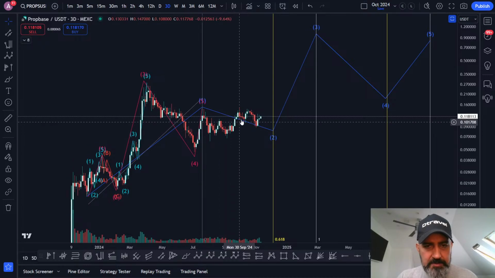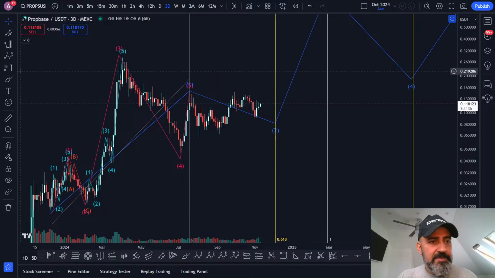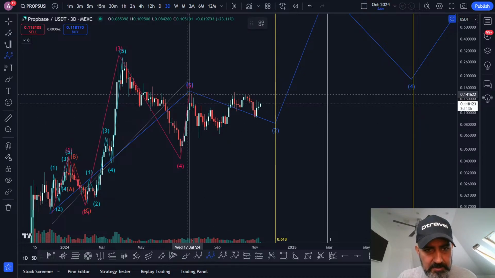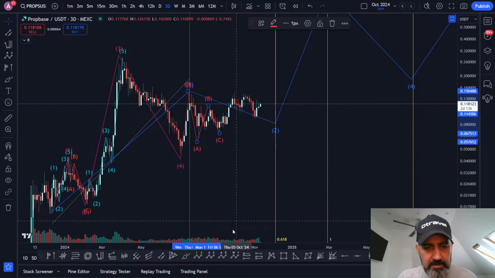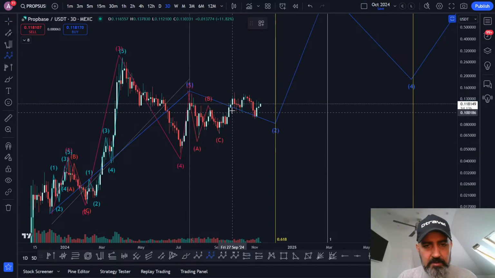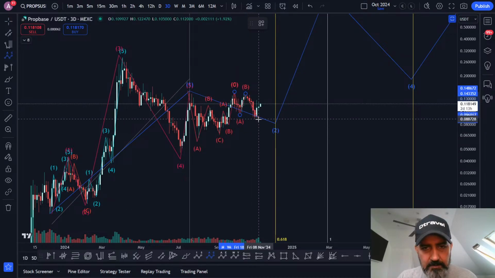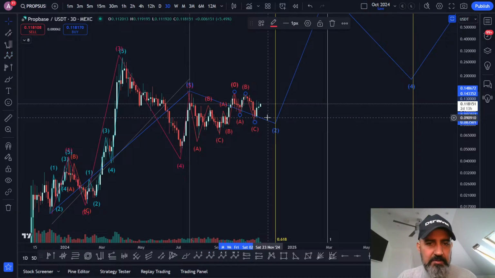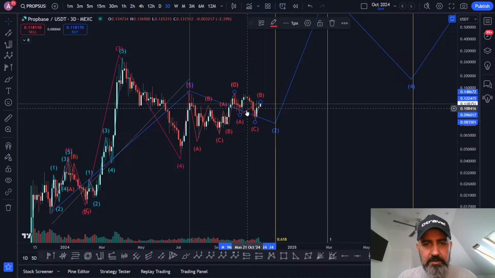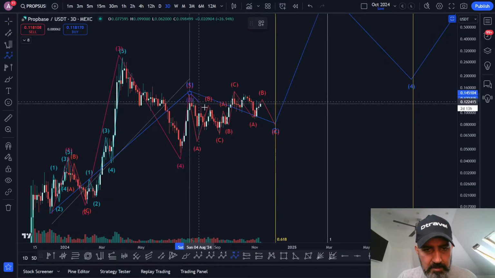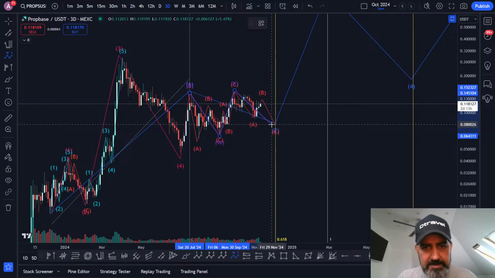1, 2, 3, 1, 2, 3. So possibly what's happening here is some kind of ABC or WXY correction. Like that. Oh, 100%. Could this be 5 waves? No. Could it be more like this? Maybe something like this.